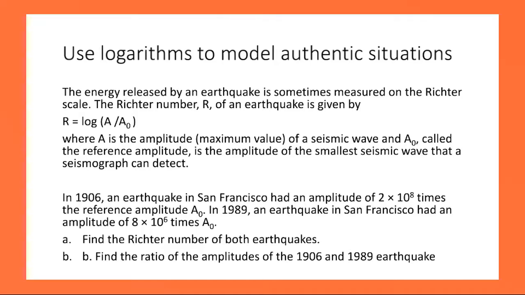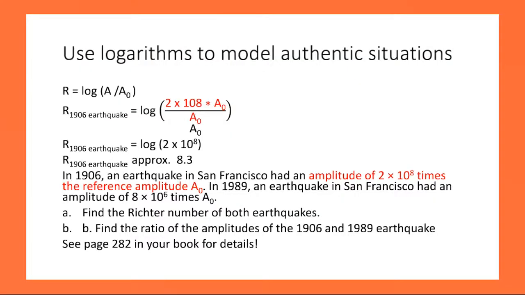So let's try to figure out what the Richter scale would be for two different earthquakes, one that took place in 1906 and one that took place in 1989. We are going to find the Richter scale for both earthquakes, and then you're going to continue working to find the ratio. So the original equation, R is equal to the log of A over A sub 0, is how we're going to find the Richter scale for the 1906 earthquake.